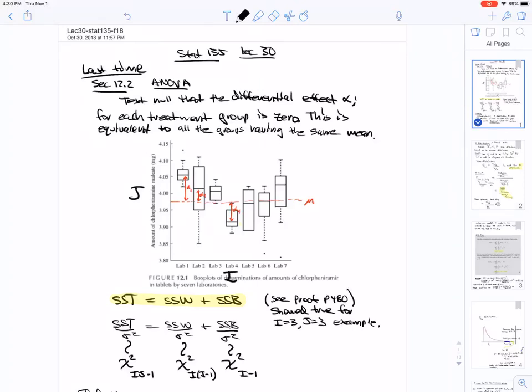Hello, it's Stat 135, Lecture 30. Last time we started section 12.2 in ANOVA. Here we're testing that the differential effect alpha i for each treatment group is 0. In other words, that all the groups have the same mean.